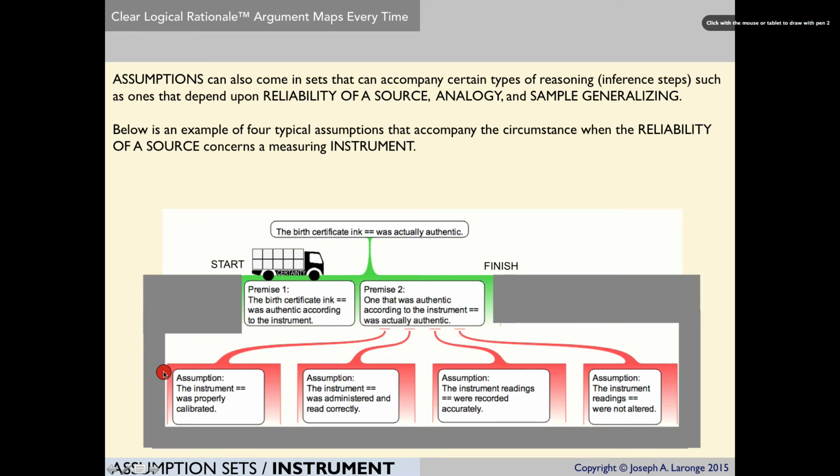Here's 4 assumptions that typically accompany that type of premise and that you would want to consider when you're constructing this line of reasoning. One is that the instrument was properly calibrated. Certainly have a problem if it wasn't. Here the instrument was administered and read correctly. Here the instrument readings were recorded accurately. And here the instrument readings were not altered.